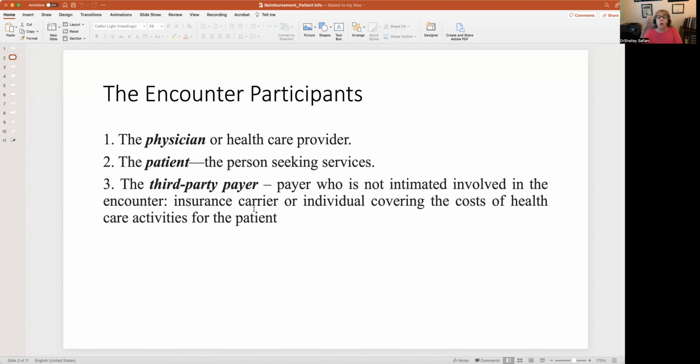Also note that, depending, you might have a third-party payer who is the parent of the patient, or a spouse of the patient, or a guardian of the patient. They all are considered third-party payers because it's not the physician who's paying and it's not the patient who's paying. That's easy for you to understand.